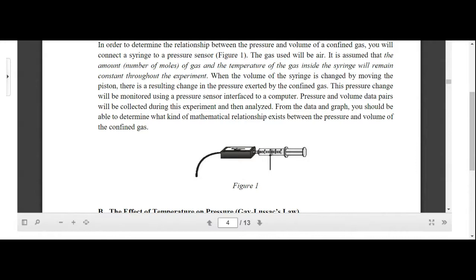So we are working with a specific volume of the air. That means the number of particles of the air is constant. The temperature is also going to be constant. We are not increasing the temperature, we are not decreasing the temperature. So when we are dealing with Boyle's law, temperature is going to stay constant, and the number of particles is going to stay constant.